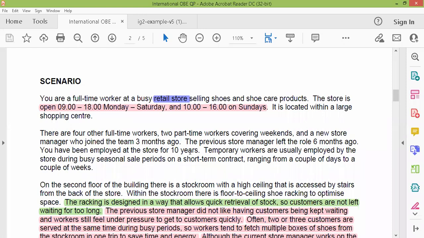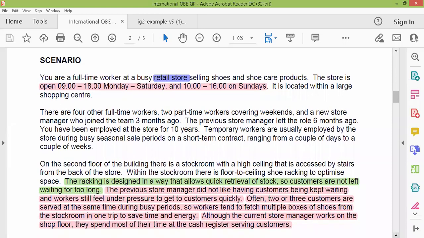So they are talking in this sentence that temporary workers are working on seasonal sales periods. When the sales are more, the company employs temporary workers, and they are working from a couple of days to a couple of weeks in this company.